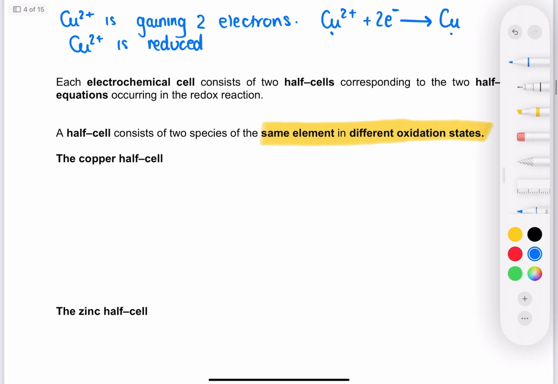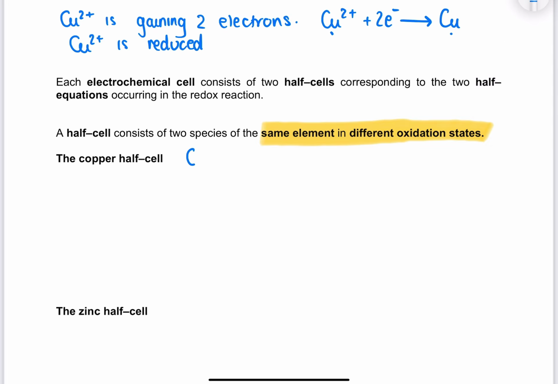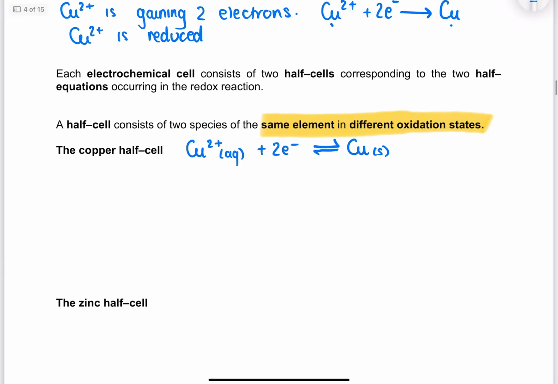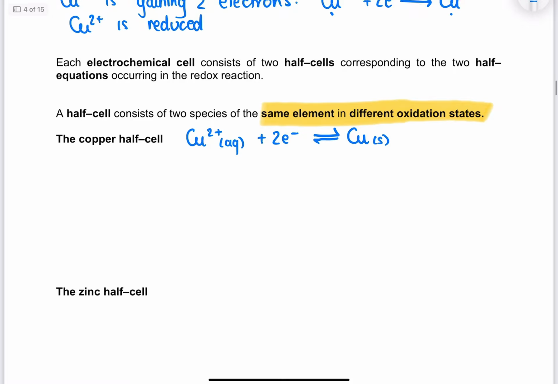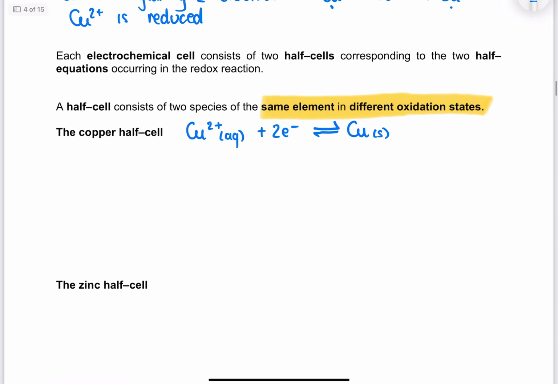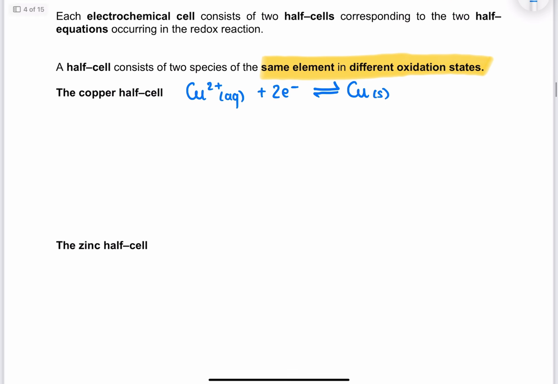When we look at the copper half cell, we're going to see that we've got copper 2 plus, and that's the solution, gaining electrons. I'm going to draw this reversible. This is because when you are picking half cells from a table, they will all be written as reductions like this, but sometimes they won't go in this direction. So we write reversible. It's because we're going to choose later which direction we're going to draw our equation in.